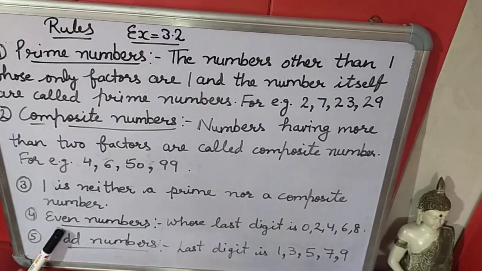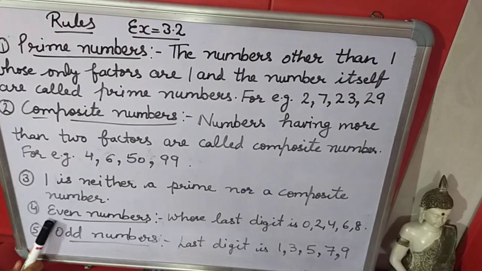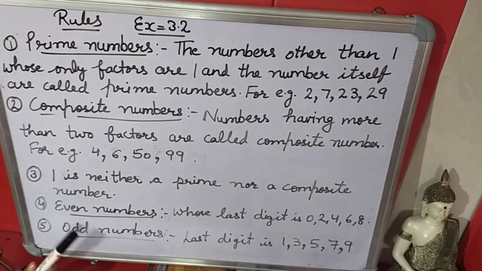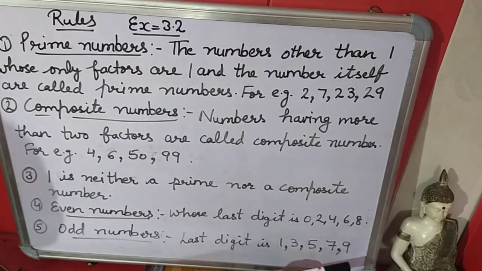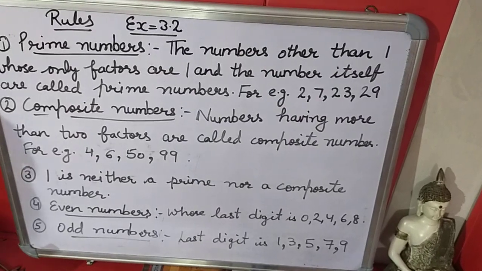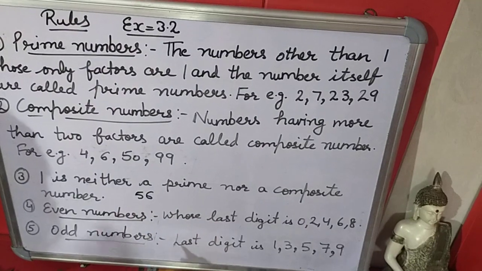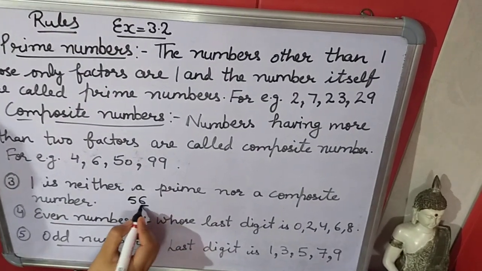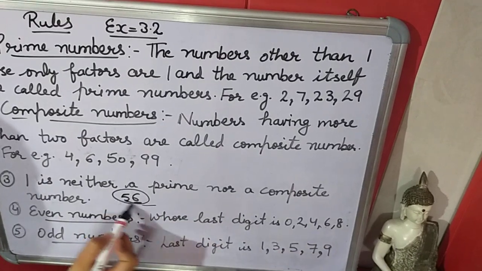Next is even numbers. Even numbers you did in the previous class also. The numbers which are completely divisible by 2, that number is called an even number. Or you can say if the last digit is 0, 2, 4, 6, 8, then that number also will be an even number. Like if I'm writing 56, to find whether it is even or odd, what is the last digit? 6. I told you if 6 is the last digit, then it is called an even number.